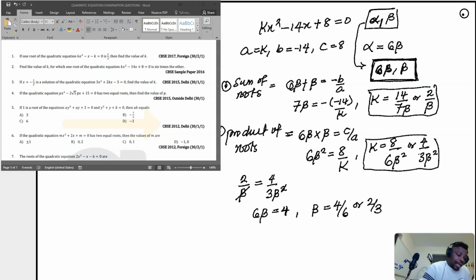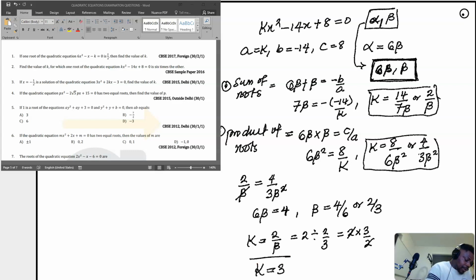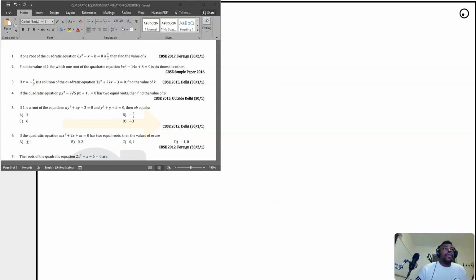But remember, we are looking for k, so we can use any of these k values. We get the same thing. So using k equals 2 over beta, that is 2 divided by beta. And what is beta? 2 over 3. So that is 2 times 3 over 2. This can cancel this. So my k is equal to 3. And we are asked to find the value of k. For question 3, we don't have to do that because question 3 is the same way that we did question 1. So I'm not going to waste time doing that.